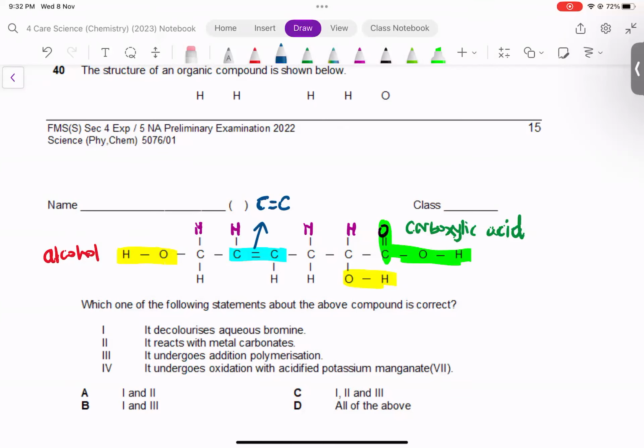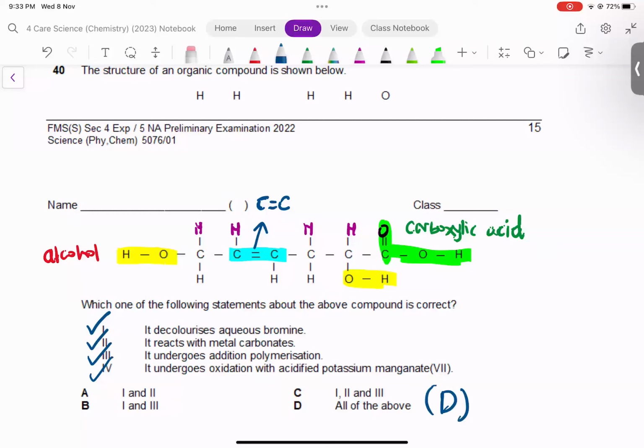Right? So this tells you that there's a double bond. Double bond means decolorizes aqueous bromine. Carboxylic acid means reacts with carbonates. The carbon-carbon double bond means it will undergo addition polymerization. Finally, the alcohol means it will undergo oxidation with acidified potassium manganate(VII), and therefore the answer is D.